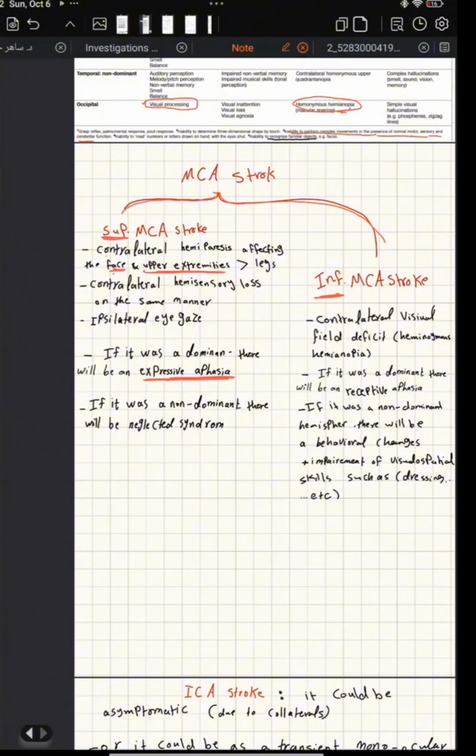There is also the non-dominant hemisphere. There is a behavioral change, which they usually diagnose as a psychiatric disorder, and it's not. It's an inferior middle cerebral artery stroke. And also there is an impairment of visual-spatial skills, such as addressing, drawing, and etc.